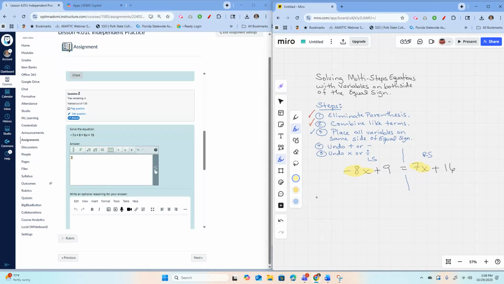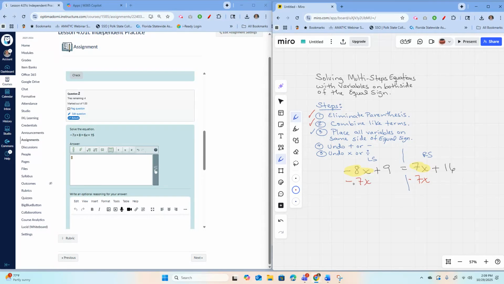You want all the variables or all the letters on the same side. Usually I like letters on the left side. That's why I'm going to go to the 7x and I want to get rid of that. How do I get rid of it? 7x is positive, which means that I'm adding. So the opposite of adding 7x is to subtract 7x. Whatever you do on one side, you do it in the opposite side.